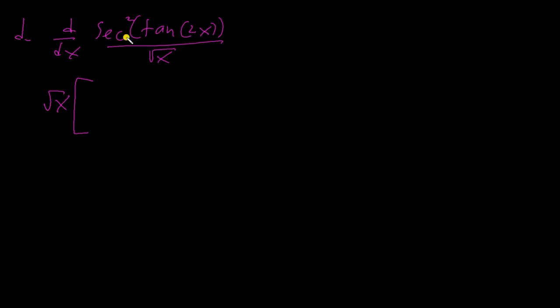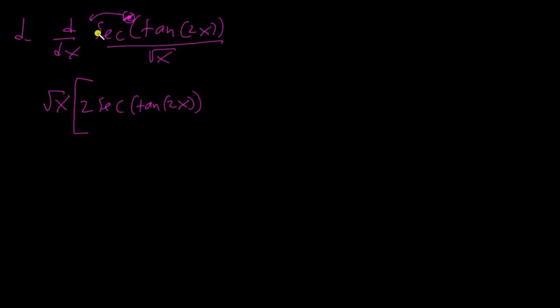Okay, so let's think about how to take this derivative. First of all, the whole thing is being squared, right? So we're going to use the power rule. We're going to take the 2, bring it down, and we're going to get 2 secant of tangent of 2x. So we're done with that.